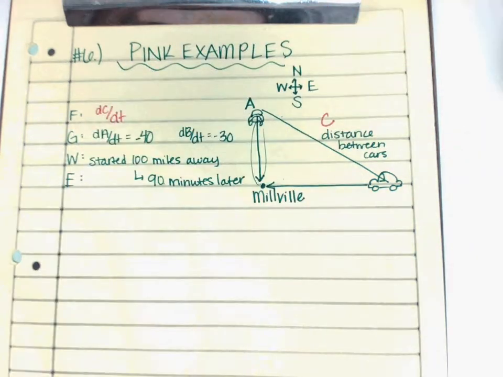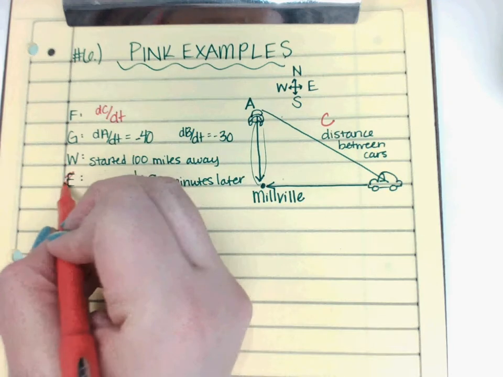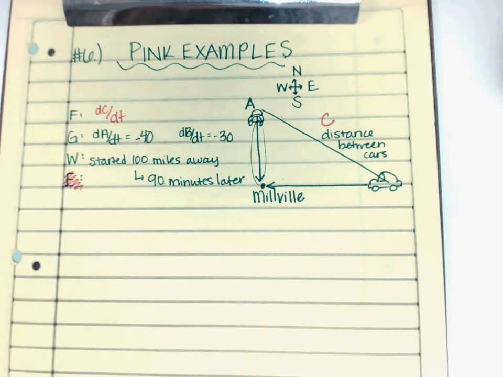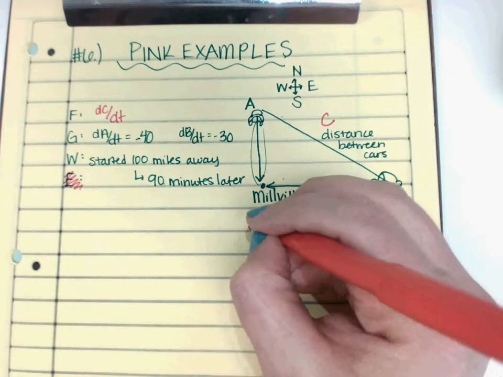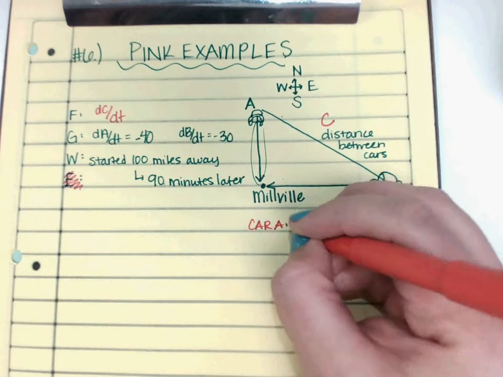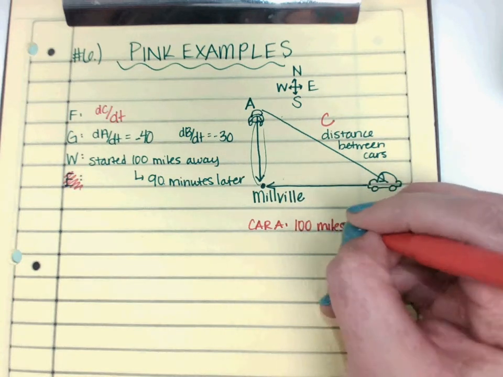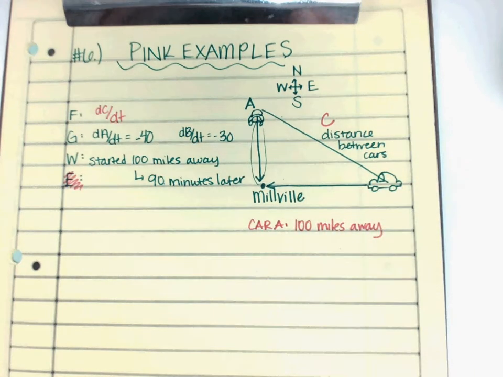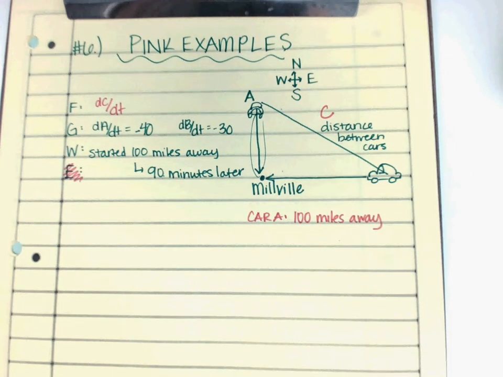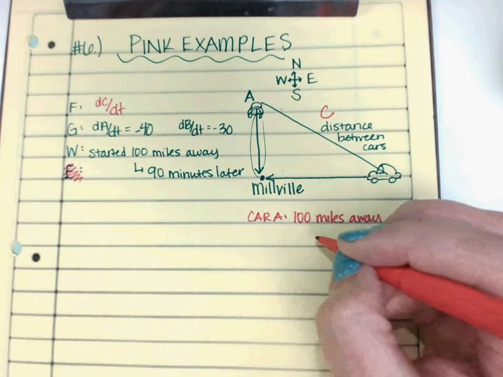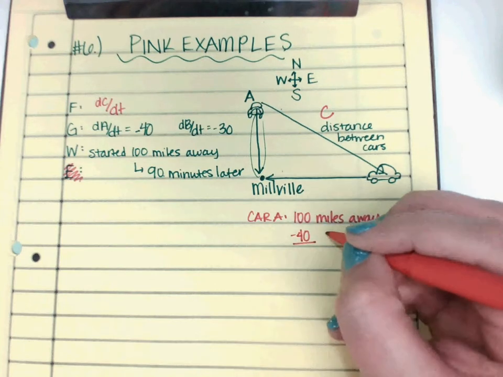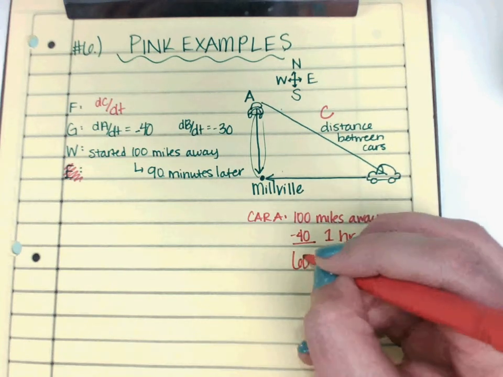I want to know the rate of change of side C of the triangle, which is the distance between the two cars. Now let's talk about our "when" some more. I'm going to have to do my equation a little bit later, even though we know it's the Pythagorean theorem. Okay, 90 minutes later. Let's do car A first. Car A is starting 100 miles away. In the first hour, how much closer will he get if he's going 40 miles per hour? Minus 40. So in 1 hour, he'll be 60 miles away.